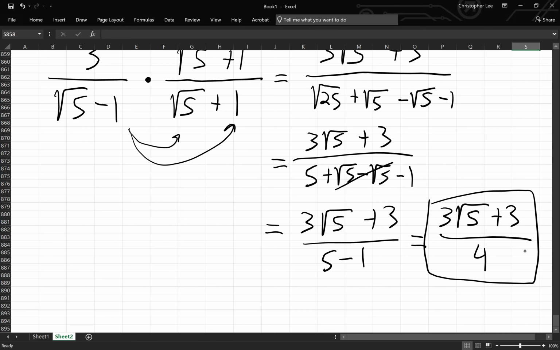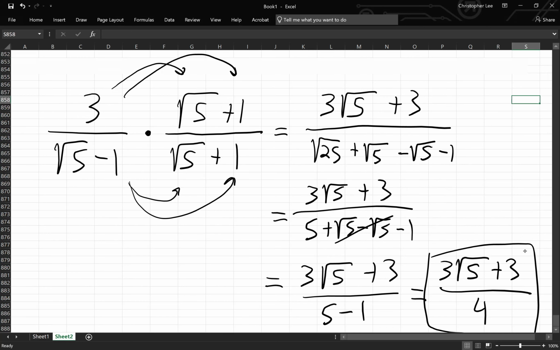All right. Any questions on this? Rationalizing the denominator. That's what this is called. Any questions on it? Okay. So we good? Let's take a look at another question.